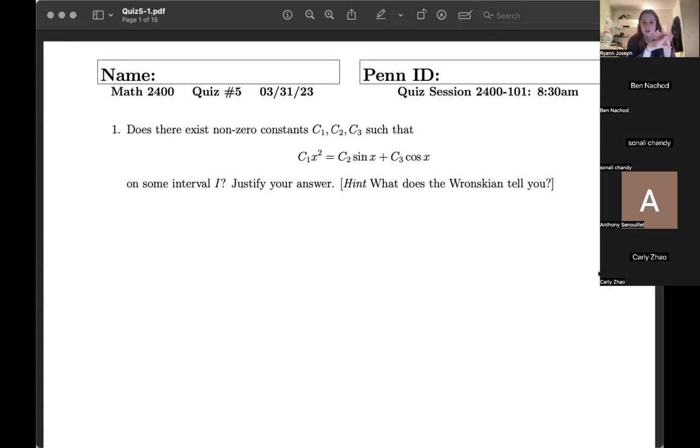The Wronskian was non-zero, so linearly independent. That means the only solution to this equation here, these constants C1, C2, C3, is the trivial solution when all of them are equal to 0, right? Since they're linearly independent, you cannot make them from each other. It is impossible. That is the definition of linear independence, you can't make the equations from each other.